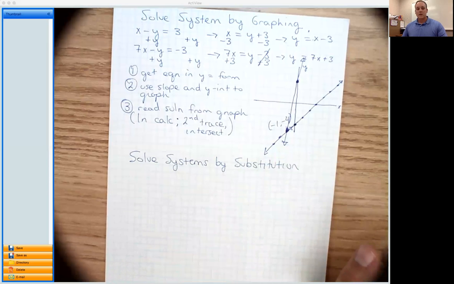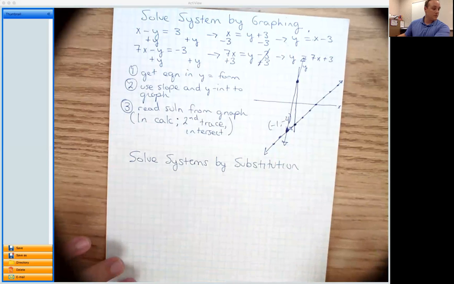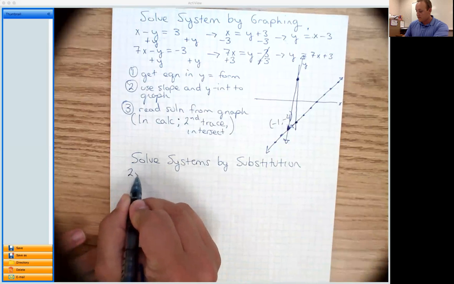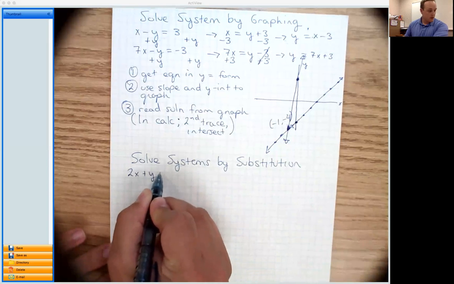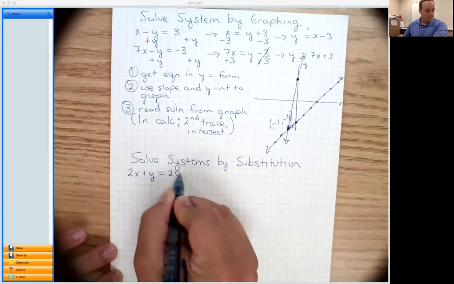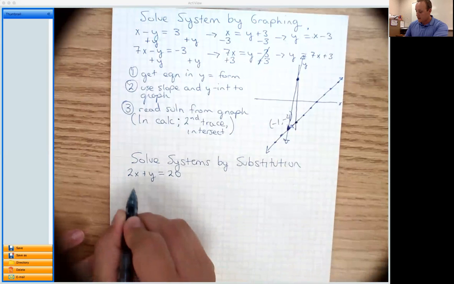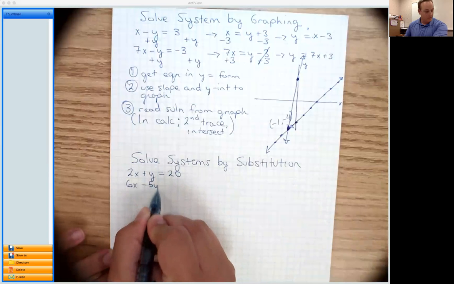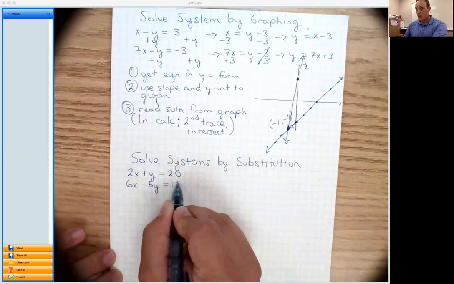Okay. Solve systems by substitution. All right, so here's the example I'm going to use: 2x plus y equals 20, and 6x minus 5y equals 12.